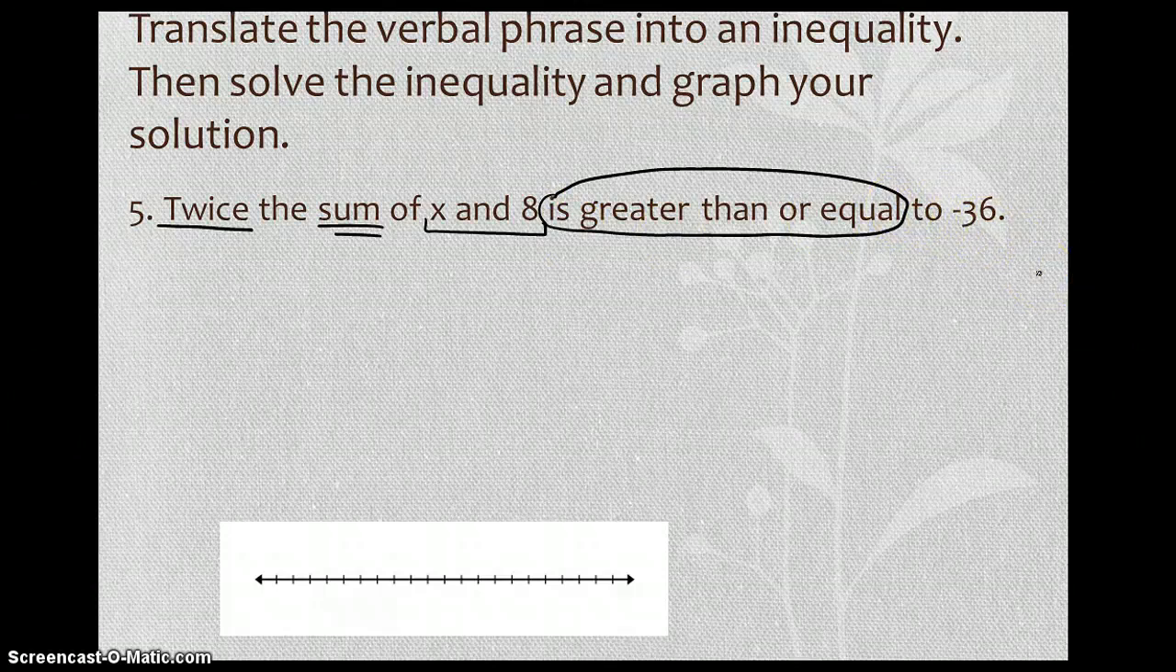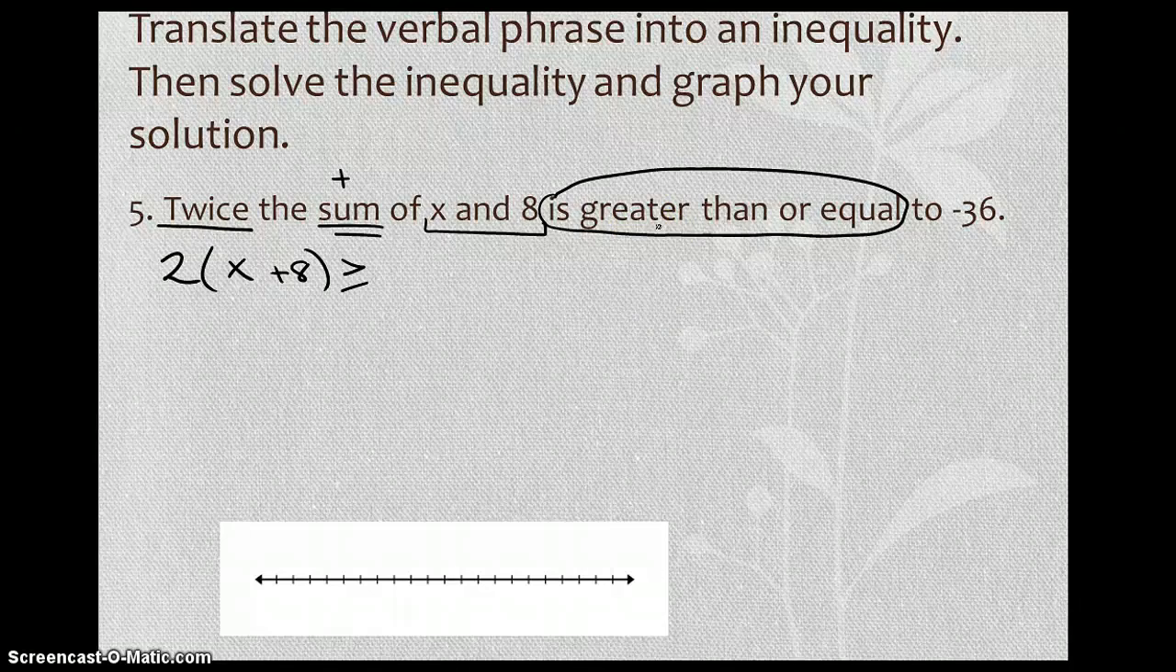So twice, if I'm twice your age, and for you all, I'm not, I'm more than twice your age. Wow. So twice, then that means I'm going to have to multiply something times 2, because it's twice something. So twice what? Twice the sum of x and 8. So remember, sum means addition. So what am I adding? X and 8. So x plus 8 is greater than or equal to. So greater than or equal to. If this was less than, my arrow would point to the left. Less than left. It kind of works out wonderfully that way. Is greater than or equal to what? -36.